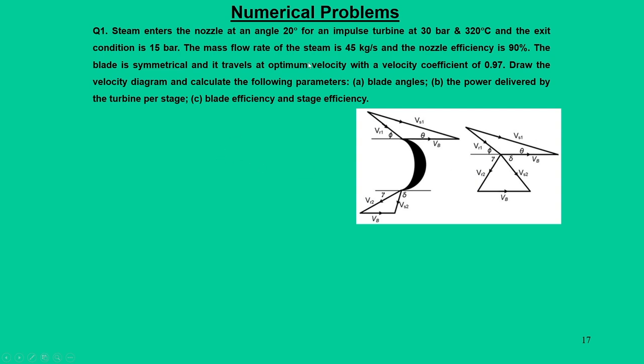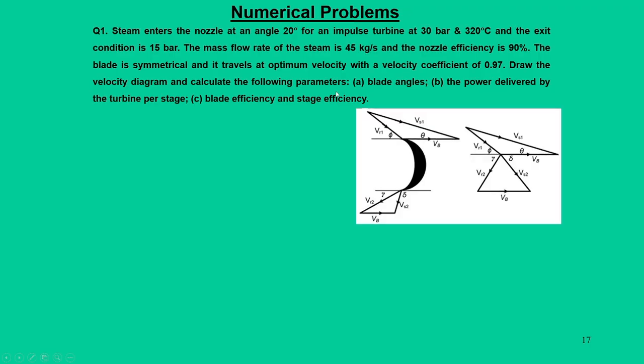Now, we will try to solve a numerical problem based on our discussions. So, till this point of time, we are clear about the impulse principle, and we are clear about the velocity triangles at the entrance and at the exit. Now, based on this philosophy, we are trying to solve this problem.